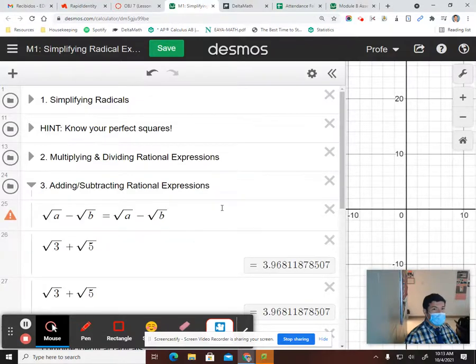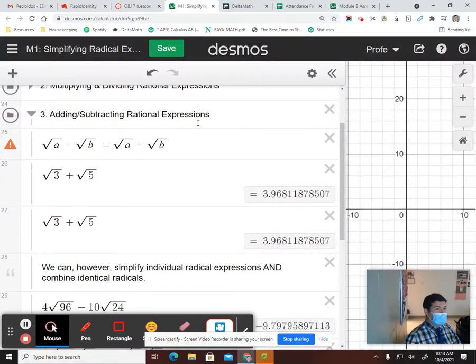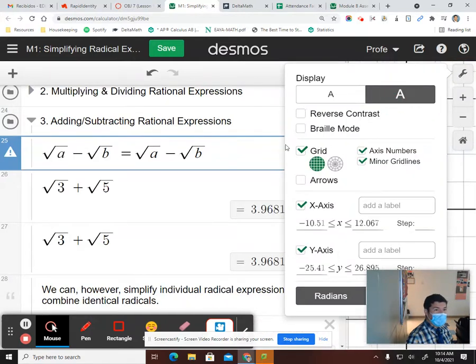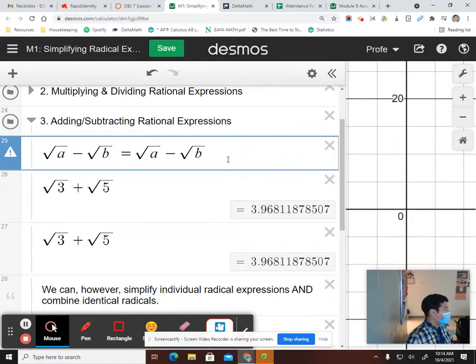All right, last thing to learn. Adding and subtracting rational expressions. I have a very redundant statement right here. I'm going to start off by saying that the square root of a minus the square root of b is the same as the square root of a minus the square root of b. In other words, I cannot combine, meaning addition or subtraction, radical expressions if they are not identical.